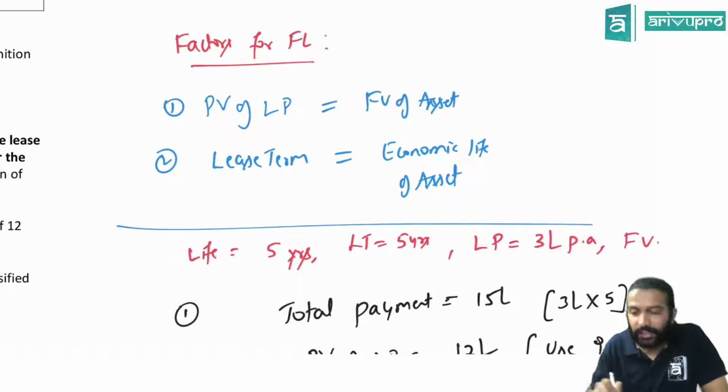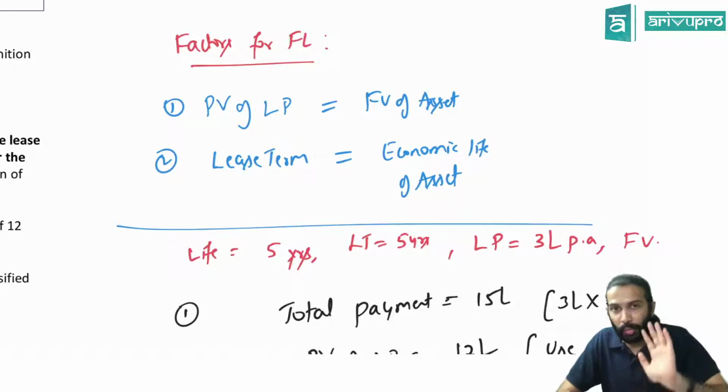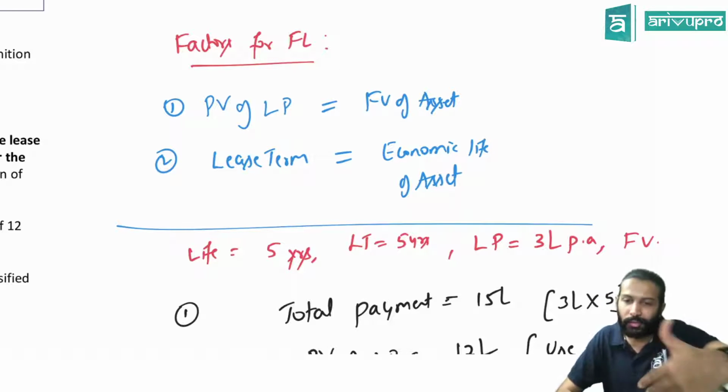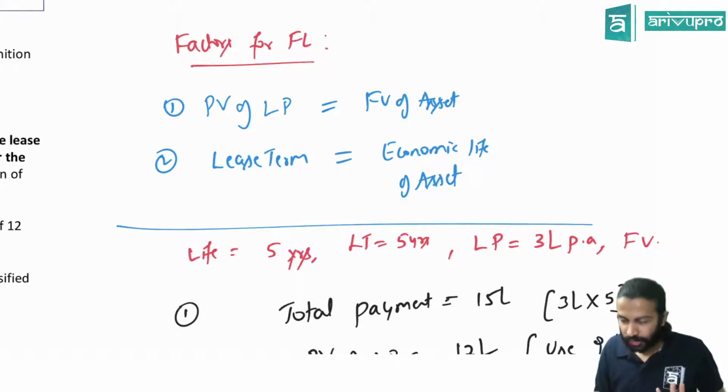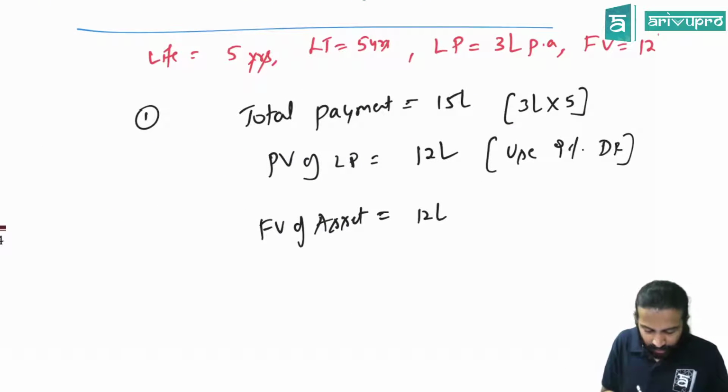A finance lease. Yes, that's what you used to do. Till now, I'm talking only about AS 19. All this you have done. I'm just giving you a recap, because I can build on it from here. Another factor to determine was the lease term.